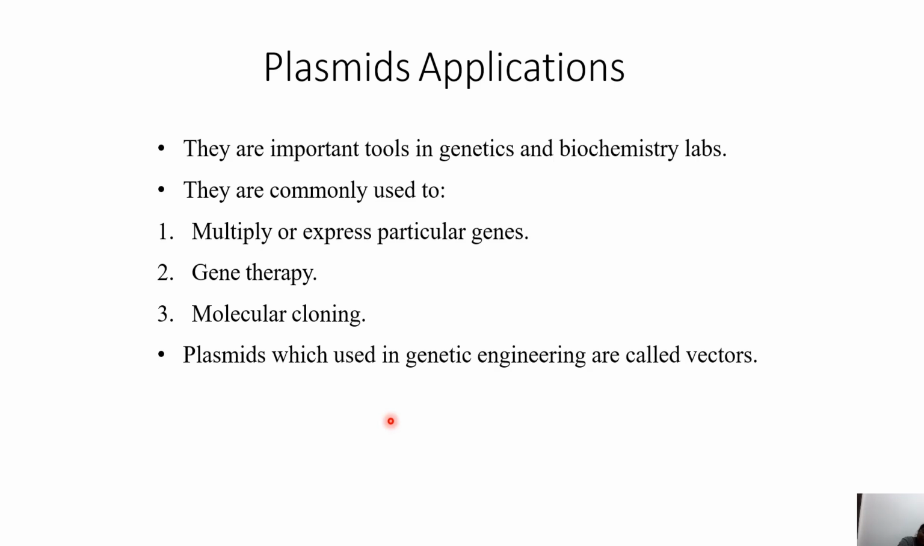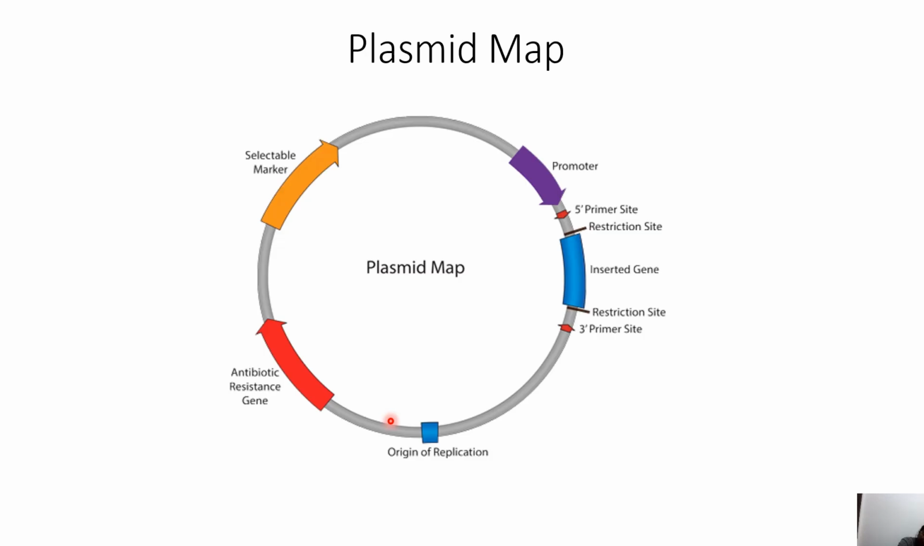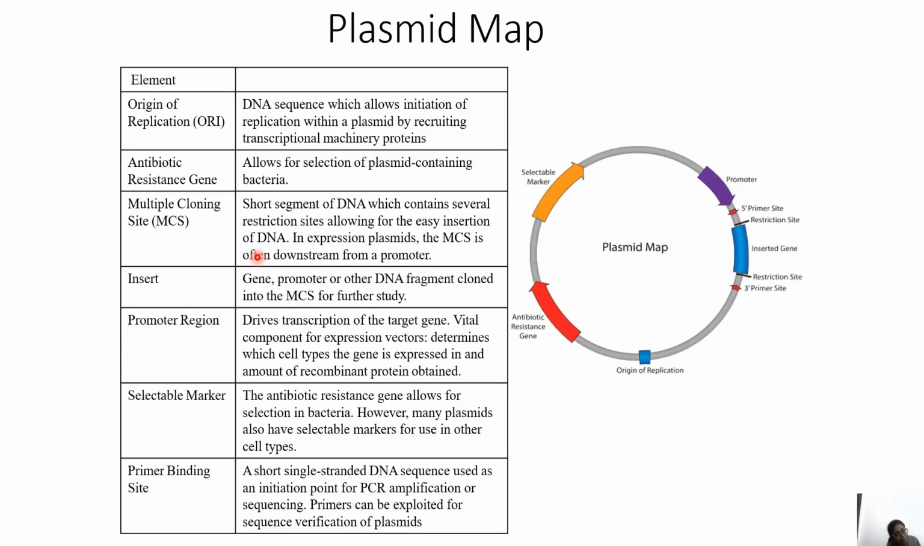So plasmid applications are important tools in genetics and biochemistry labs. They are commonly used to multiply or express particular genes, gene therapy, molecular cloning, and plasmids which are used in genetic engineering are called vectors. This is how a plasmid map looks like. They might not have a very huge role to play, but they might have some antibiotic resistant genes that will give them a selective advantage, right? So what are the different components in this plasmid map?